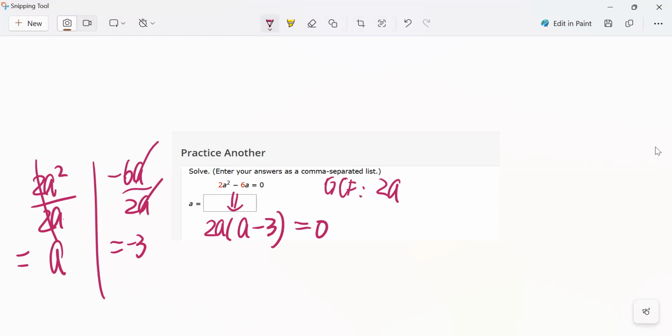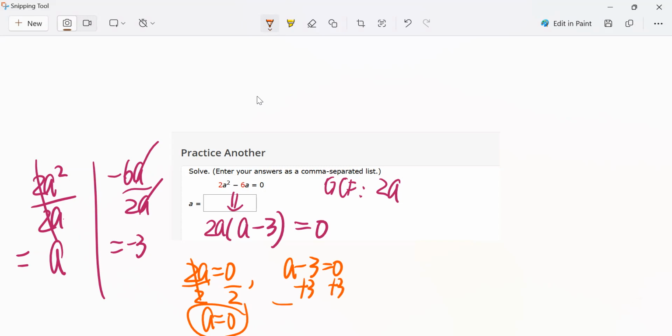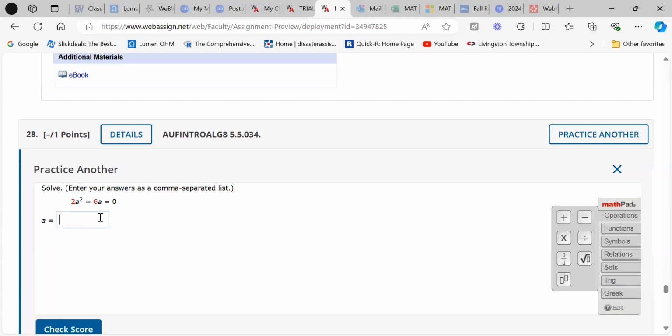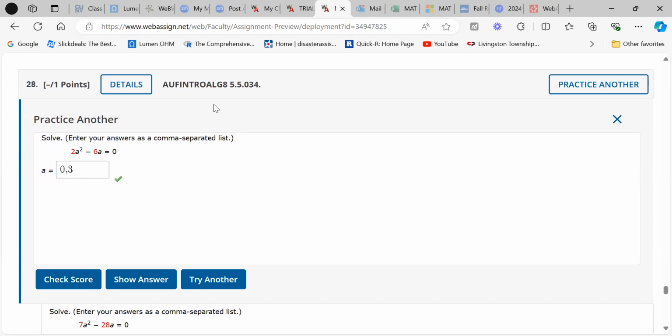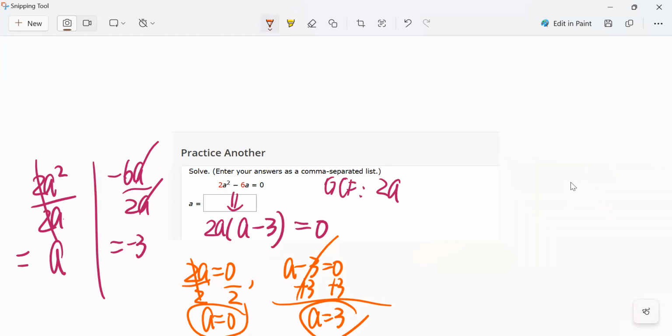Now we get two solutions from the two factors: 2a equals 0, a minus 3 equals 0. For 2a equals 0, divide 2 from both sides of the equation, a equals 0. Adding 3 to both sides of the equation, a equals 3. 0 and 3. So those are the solutions. Check it. Any questions? Can you go back? Yeah, sure, I'll go back to it. Thank you. Sure.